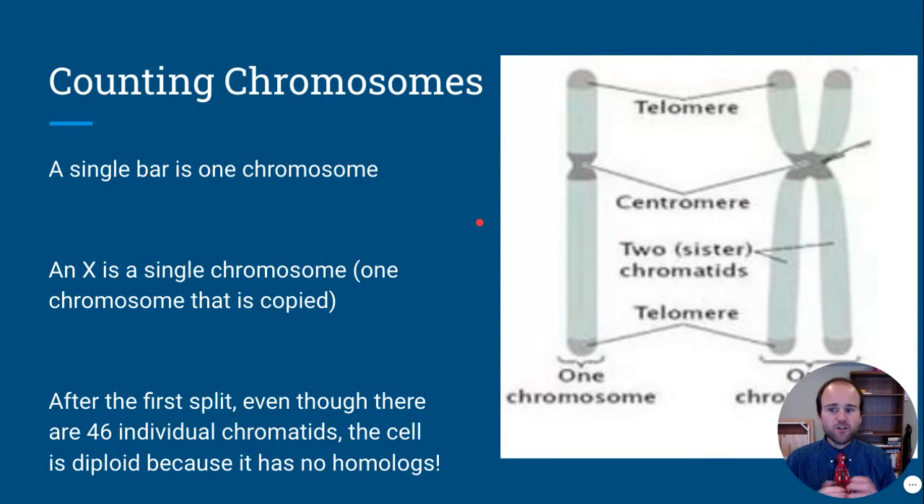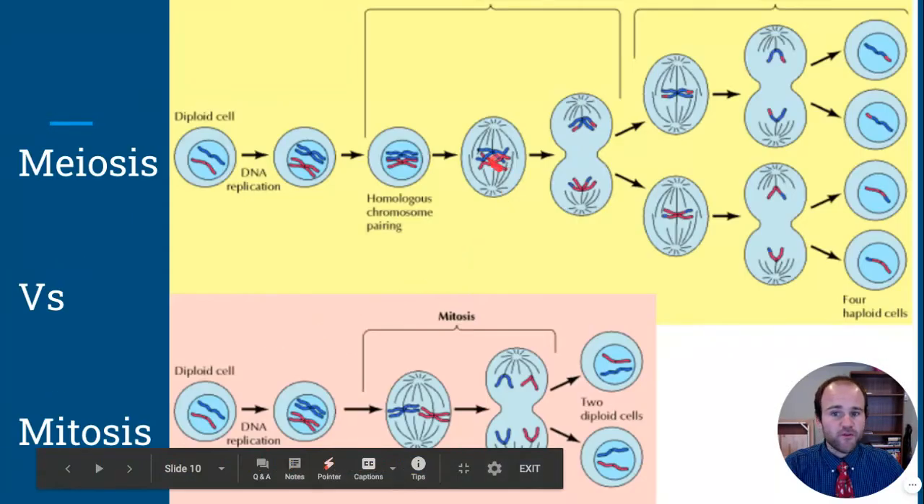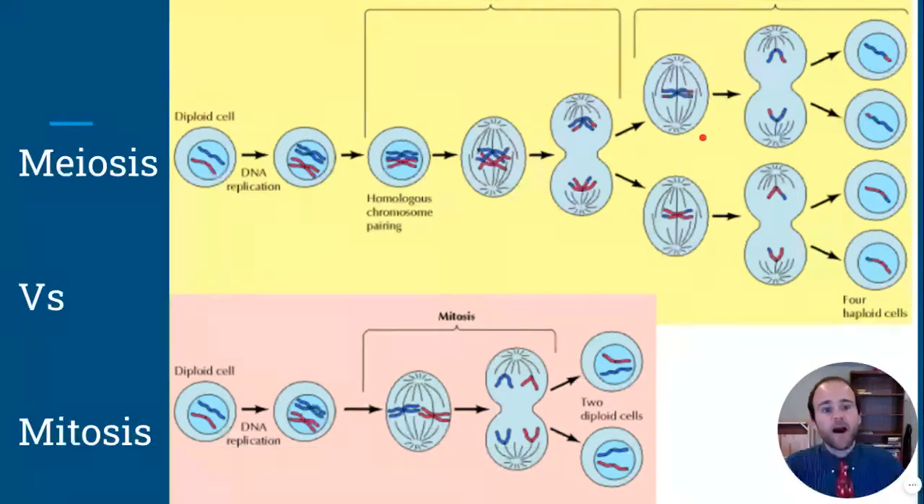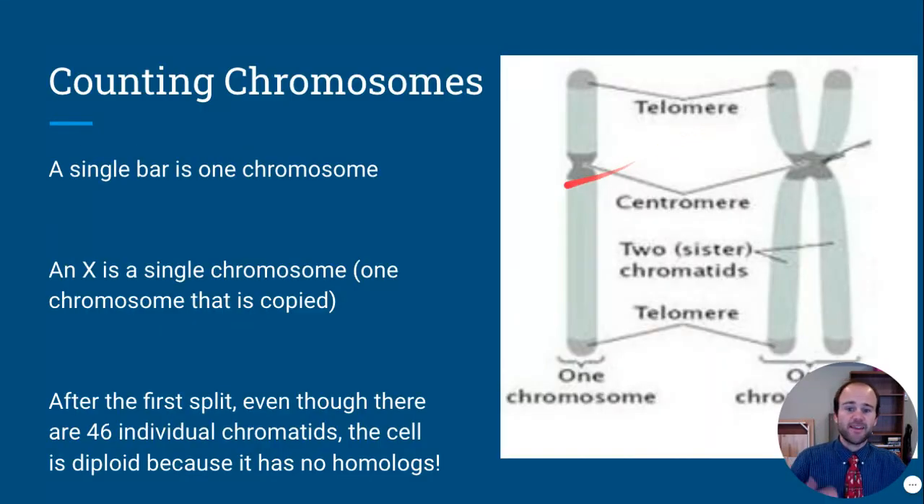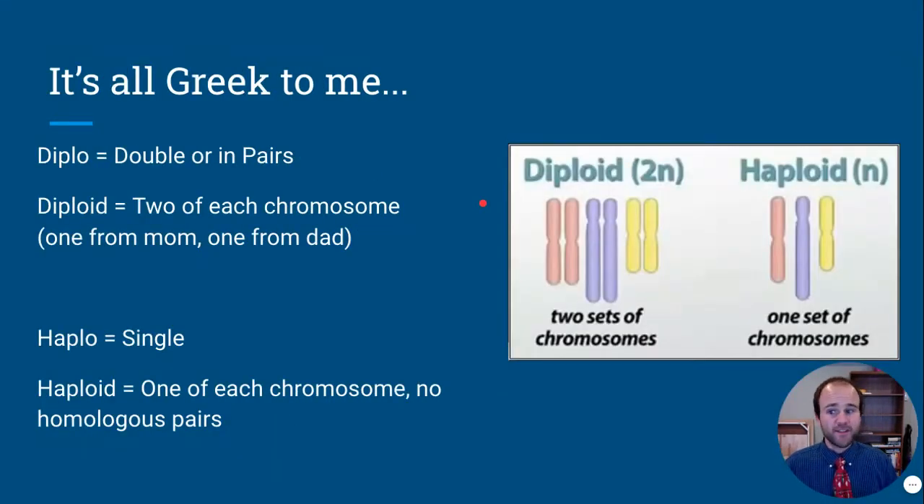So when we're counting chromosomes, again, a single bar is 1 chromosome. An X is a single chromosome still, it's just been replicated. So after that first split, even though there are still 46 individual chromatids in each cell, we don't have 46 chromosomes anymore. We only have 23 chromosomes. So it's no longer going to be called something called diploid.